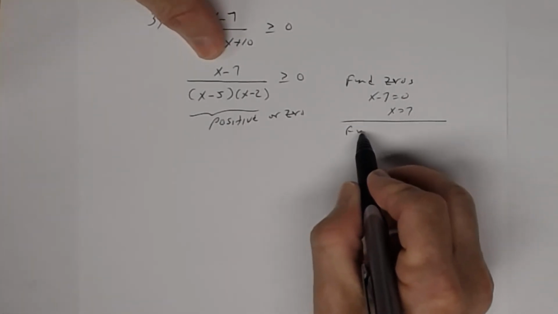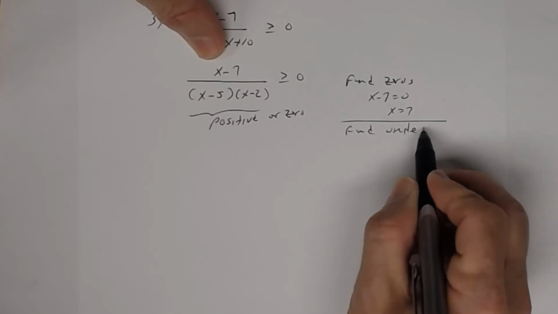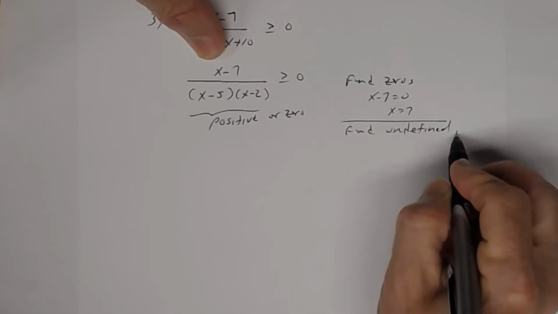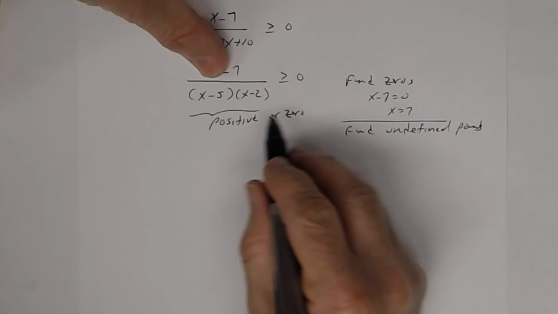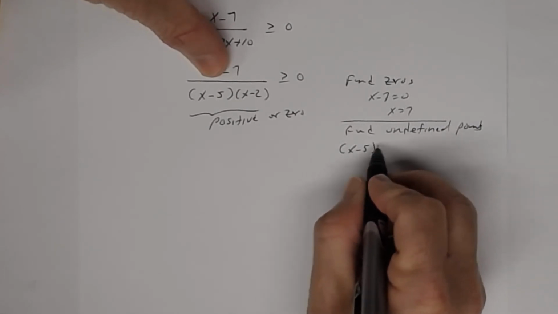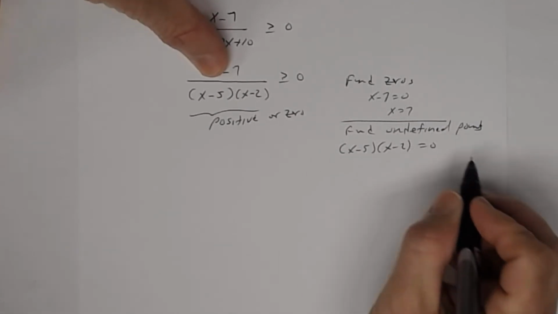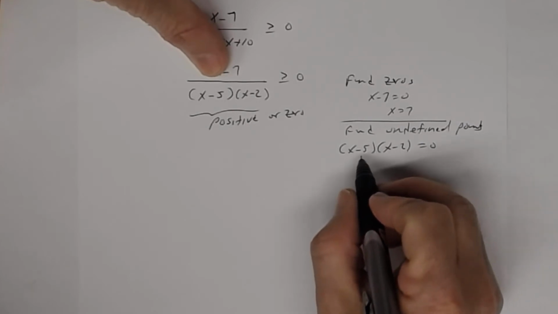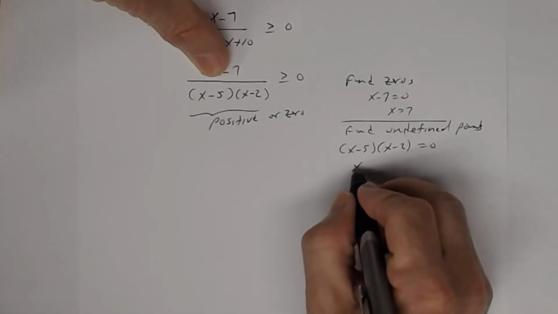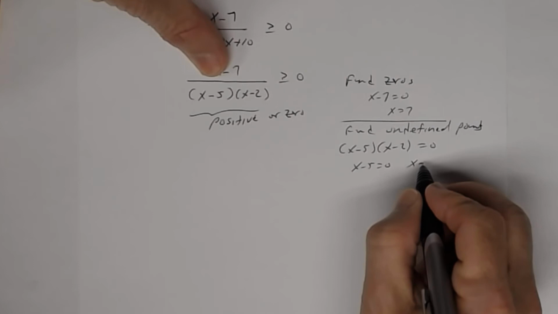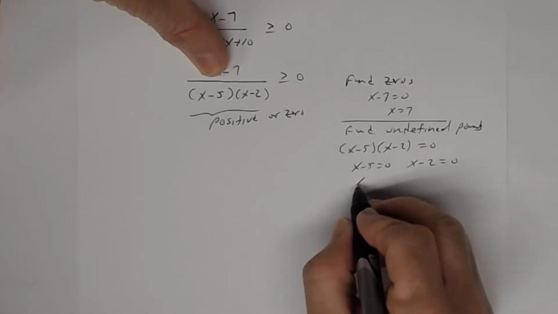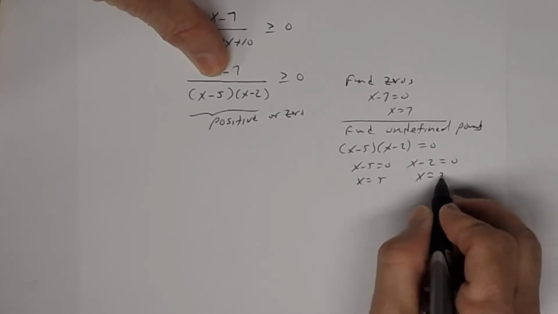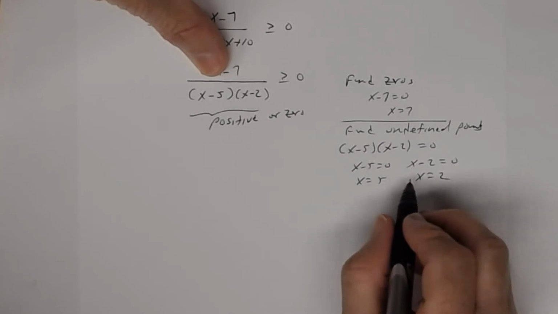To find the undefined points, you're going to set the denominator equal to 0. X minus 5 times x minus 2 equals 0. So using the zero factor property, I'm going to set each of those factors equal to 0. X minus 5 equals 0. X minus 2 equals 0. So I get x to be 5 and x to be 2. So those are the undefined points.